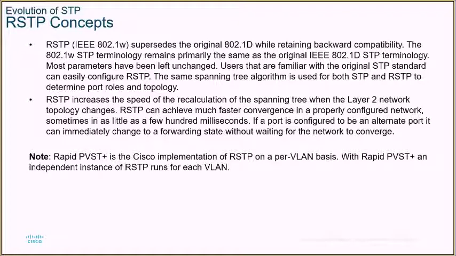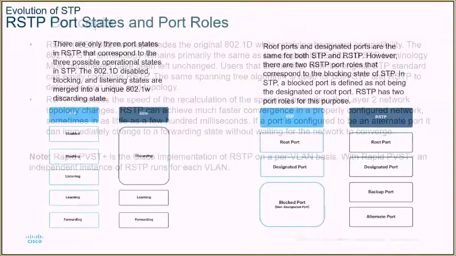versions. RSTP increases the speed of recalculation of the spanning tree when the Layer 2 network topology changes, and it can achieve much faster convergence in a properly configured network, sometimes in as little as a few hundred milliseconds. If a port is configured to be an alternate port, it can immediately change to a forwarding state without waiting for the network to converge. Rapid PVST is the Cisco implementation of RSTP, and so again, you get an instance on each VLAN.